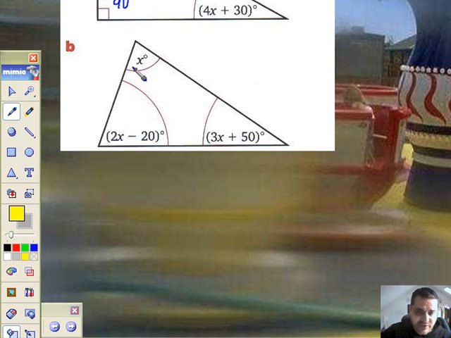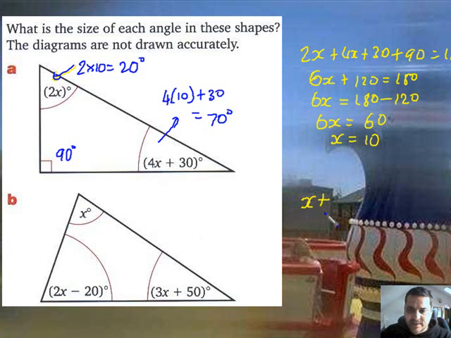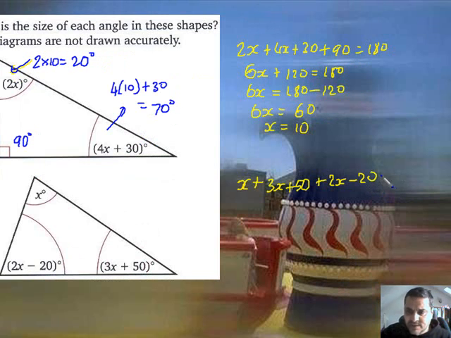We'll do the same procedure for this one here. Angles add up to 180, so here we go. X plus, now this one, 3x plus 50. Now this one, plus 2x minus 20, all comes to 180. Tidying up, x, 3x plus 2x, that gives me 6 x's. I've got 50 minus 20, leaves me positive 30, and that comes to 180.